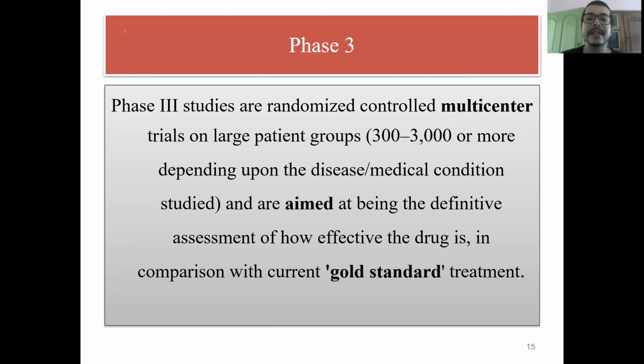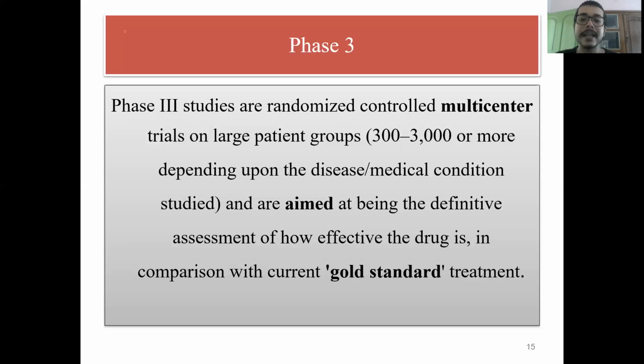Phase 3 studies are randomized controlled multi-center trials on a larger group. You can see the number of volunteers is increasing serially. So 300 to 3,000 or more, depending on the disease. For a pandemic like COVID-19, the phase 3 trial will be on a big population, more than 3,000, I'm sure. But if it was something else, like dengue, which is not as dangerous as COVID-19, then it would be 300, 2,000 or 3,000 people, right?